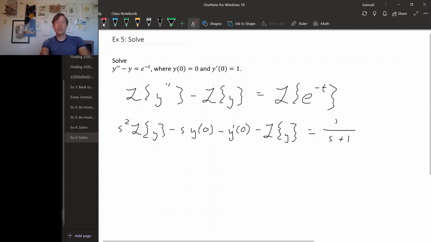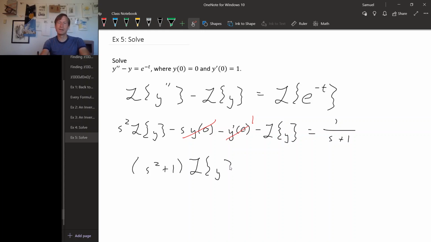Now we might as well put in our initial conditions here. So since y of 0 is 0, this middle term goes away. And since y prime of 0 is 1, this y prime of 0 term is just 1. Now gathering up all of our Laplace transforms, we get s squared plus 1 times the Laplace transform of y. And then moving this minus 1 to the right-hand side, we get 1 over s plus 1 plus 1.